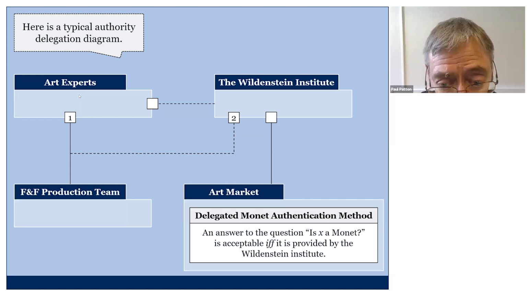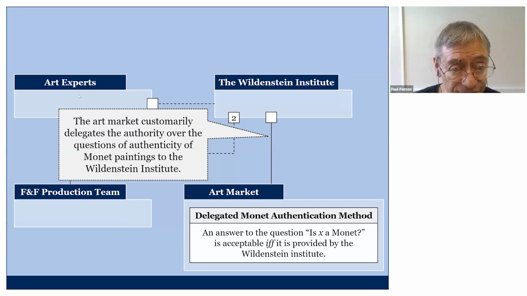So they have a method. Since they don't have their own wherewithal for assessing theories, they're people who sell art, not people who are experts on how to recognize art. They take the answer to the question, is X a Monet, to be acceptable if and only if it's provided by the Wildenstein Institute. So this is an example of unconditional authority delegation. The art market customarily delegates authority over questions of authenticity of Monet paintings to the Wildenstein Institute.